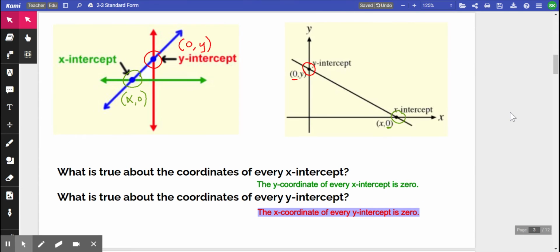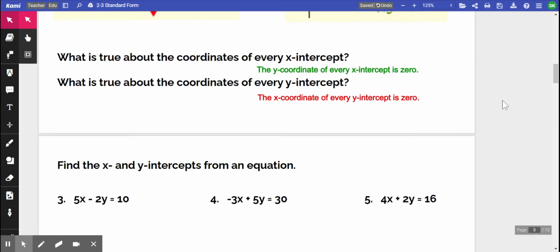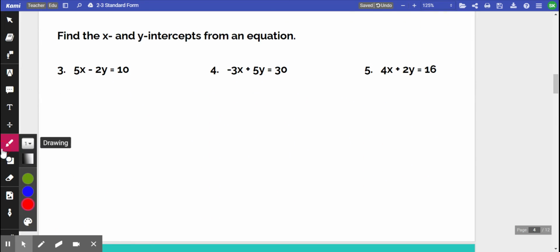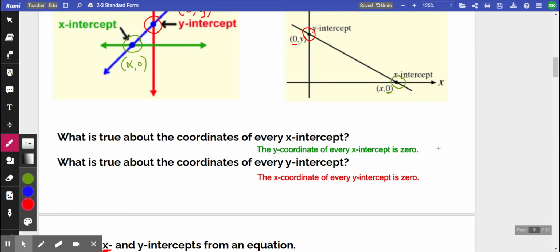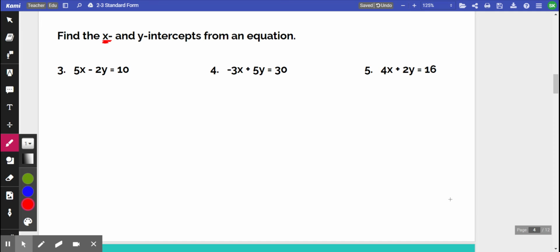Cool. Now that we know this, we can go ahead and use this knowledge in order to find x and y intercepts from equations. So let's try number 3 all together. We have this equation, 5x minus 2y equals 10, and we need to find the x and y intercepts. Well, let's work with the x-intercept first. We know that the y-coordinate of every x-intercept is 0. So if the y-coordinate of every x-intercept is 0, then I can plug in 0 right here into the y-coordinate and solve for the x value.